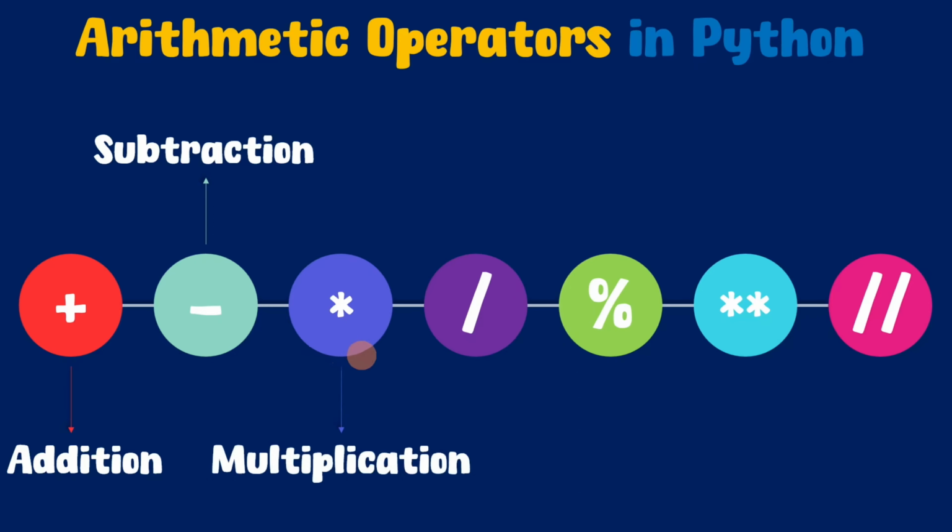Next, we have multiplication operator. We use this asterisk sign in order to represent multiplication operator. It will take two values, it will multiply them and give us the result.